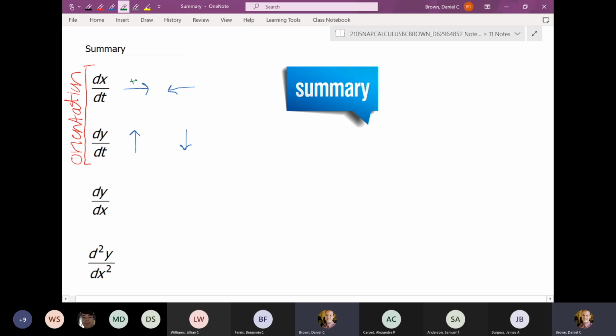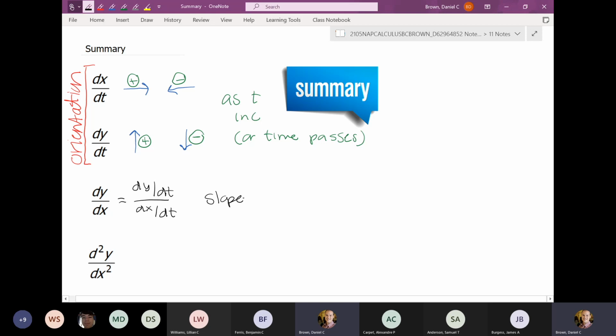Basically, a positive dx dt is to the right. A negative dx dt tells you the graph is moving to the left. A positive dy dt, moving up. A negative dy dt, that graph is moving down as t increases, or you can think of it as time passes, to put it in terms of a parametric. Then we have the derivative and the second derivative. First new formula we did, dy dx, you get it by doing dy dt divided by dx dt. It represents the same thing it meant first semester. It's the slope of the tangent line.